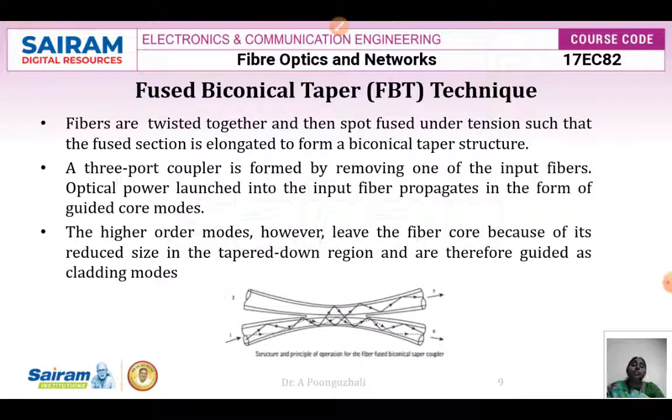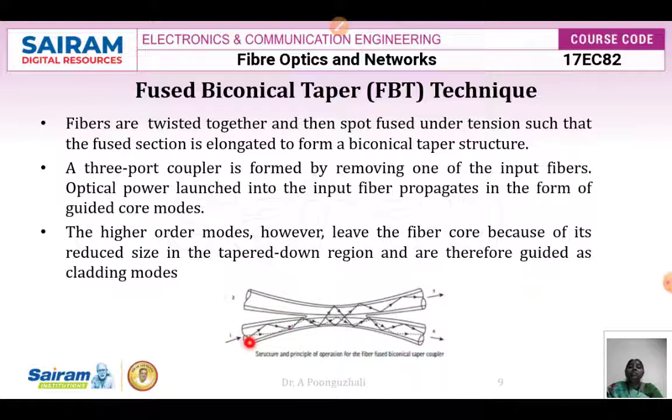Next is the fused biconical taper technique. The fused biconical taper technique is again a 4-port device. Here the fibers are twisted together and then spot fused. It is spot fused under tension such that the fused region is elongated. When it is elongated, it forms a biconical taper structure, and we can form this as a 3-port coupler. By removing one of the input fibers, and with the help of the other ports, we can have it as a 3-port coupler.